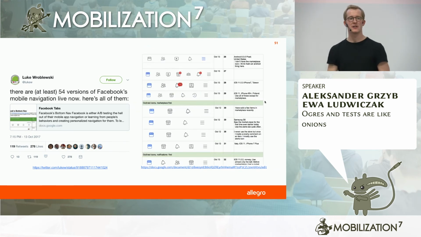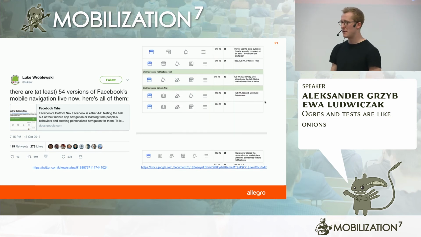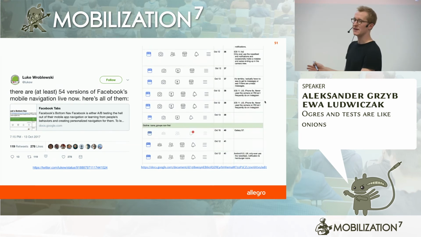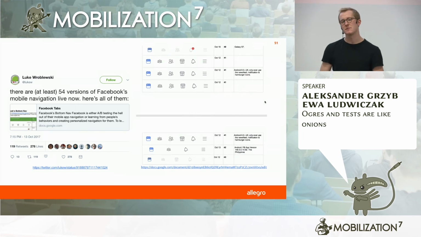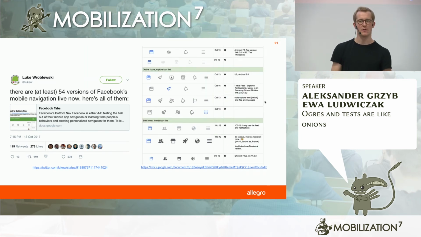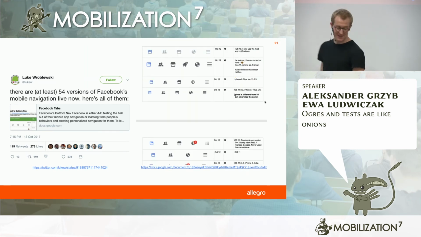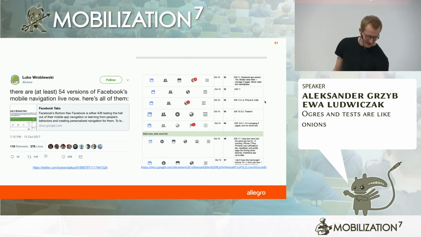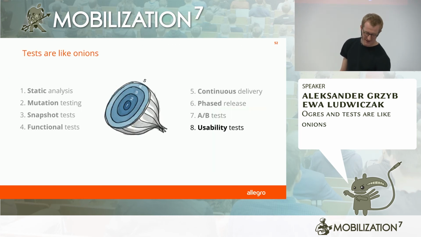And with so many variations, it's hard to think that this is still A/B tests. Maybe they are using some algorithms to actually adjust the app for specific users. Maybe that's the future of mobile. So let's move to the last layer.